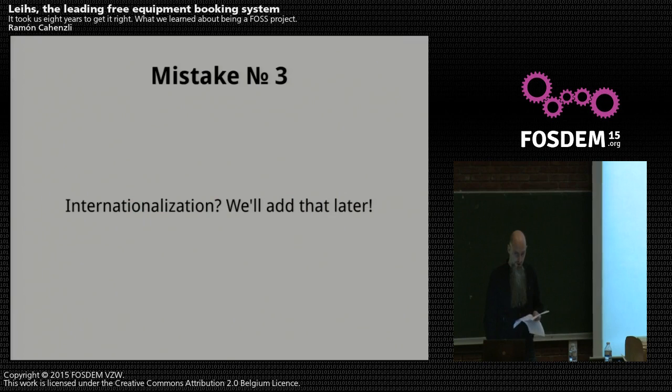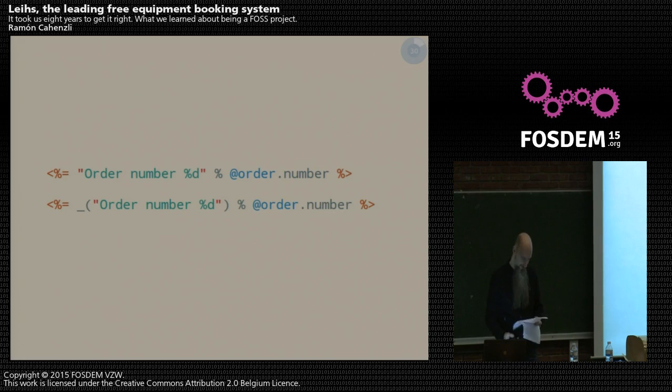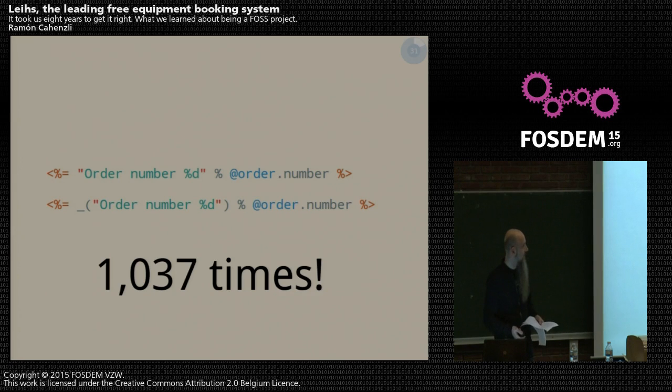Then we were arrogant enough to believe that we could add internationalization at a later point. And if you ever did that sort of stuff, you know that the one thing you cannot do with internationalization is add it at a later point. You can, but you have to be prepared to go through all your code, and at least this is just piping stuff through gettext. You have to do this, but we had to do it 1,037 times.